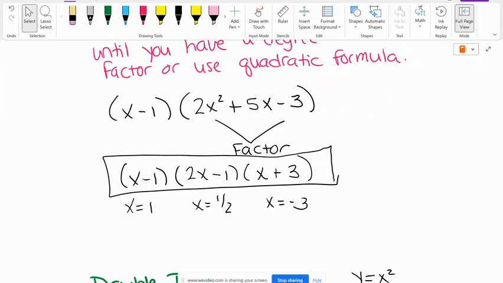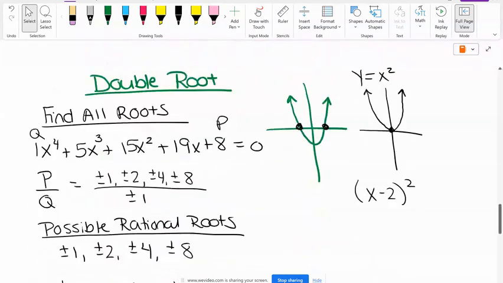So it all depends on what I'm asking for. Do you see the difference? Okay. Can I go on to the next one?